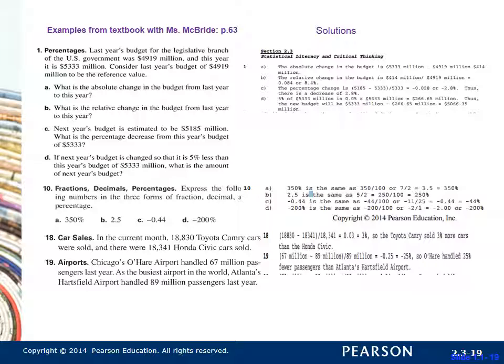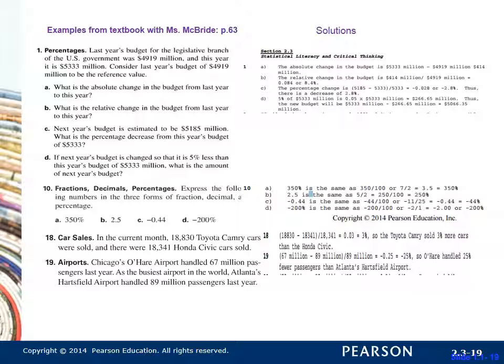Okay, so hopefully you figured this one out. We have Chicago O'Hare Airport handled 67 million passengers last year. As the busiest airport in the world, Atlanta's Hartsfield Airport handled 89 million passengers per year. This time we want the Chicago, which is 67, minus our 89, which is our Atlanta, divided by our 89. So we want our compared minus reference divided by compared.